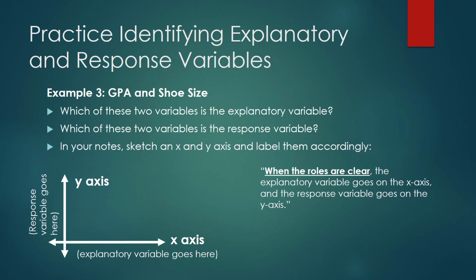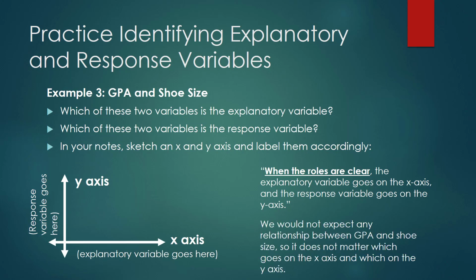Remember, in one of the beginning slides, we said that when the roles are clear, the explanatory variable goes on the x-axis and the response variable goes on the y-axis. Are the roles of our variables, GPA and shoe size, clear in this example? They are not. We would not expect any relationship between GPA and shoe size.